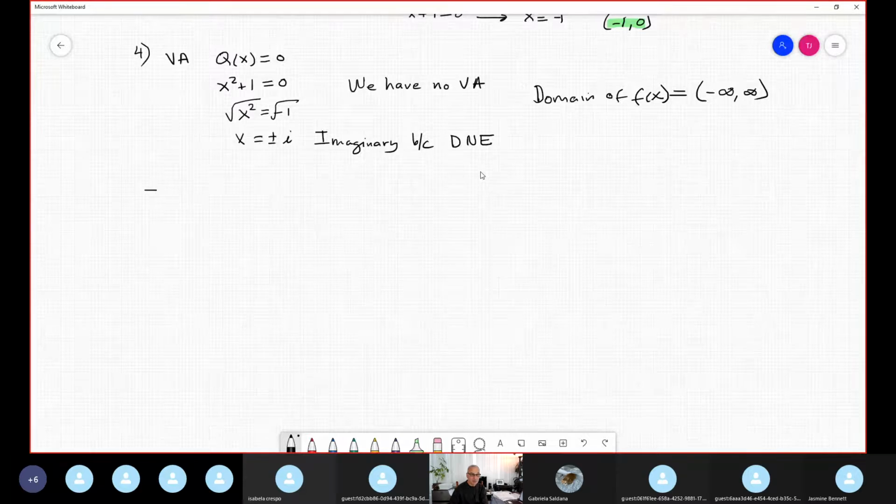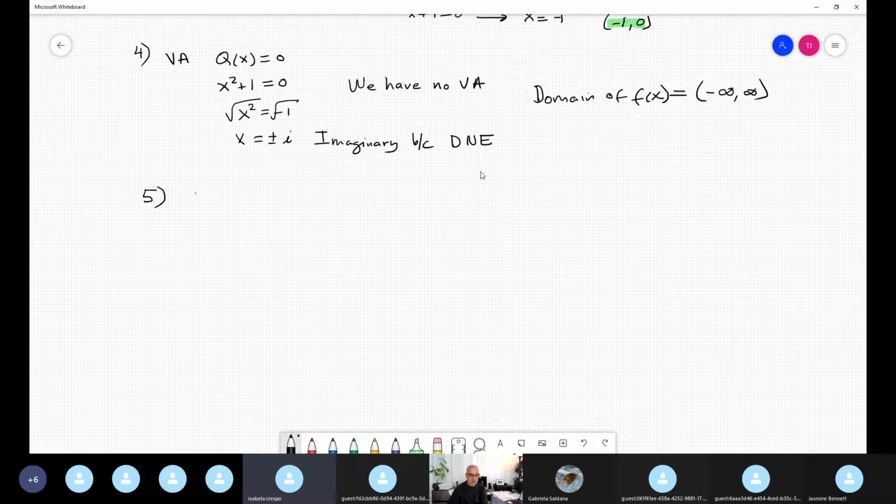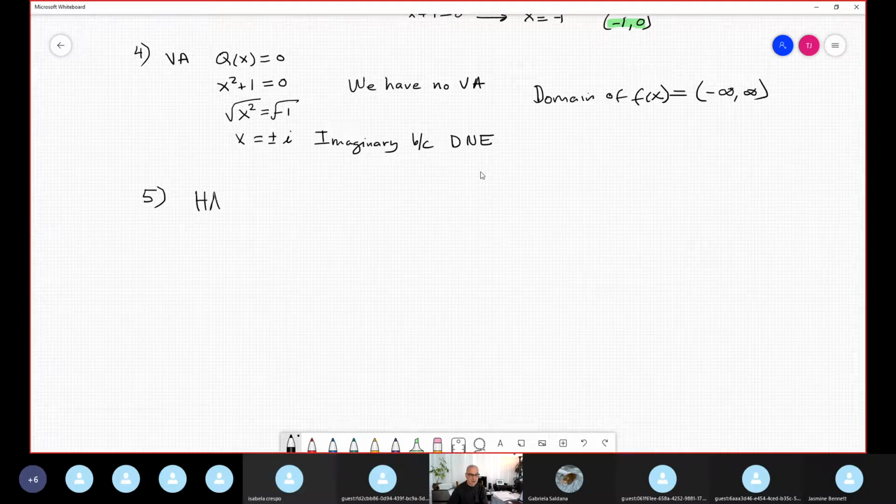Okay, what is step 5? What is the number 5 step? Degree analysis to find out if we have a slant asymptote or a horizontal asymptote. Exactly. She said degree analysis. Degree analysis allows us to determine if we have a horizontal asymptote or a slant asymptote.